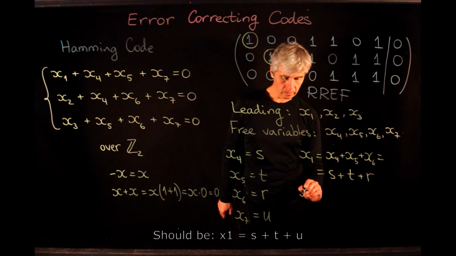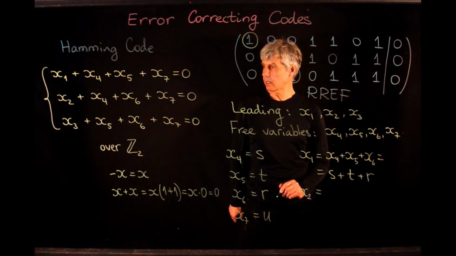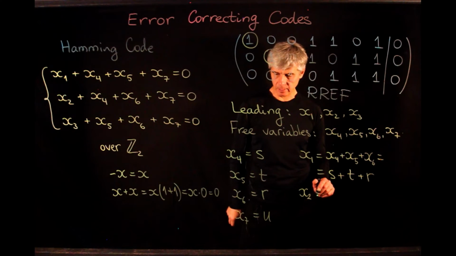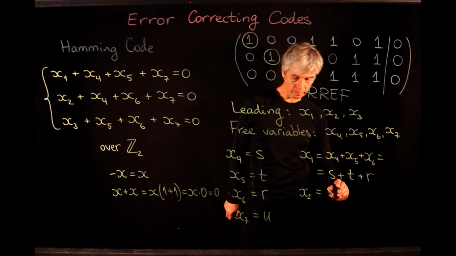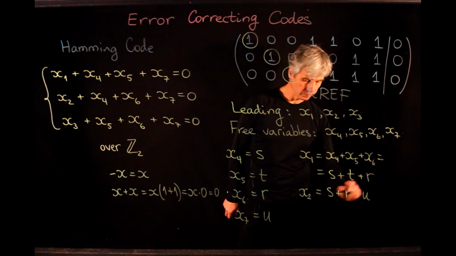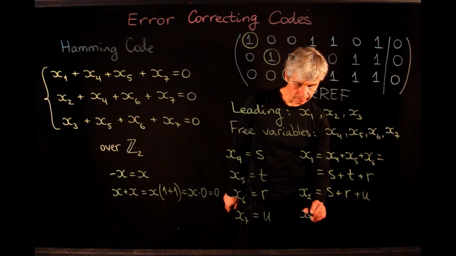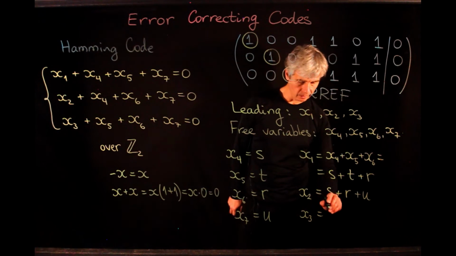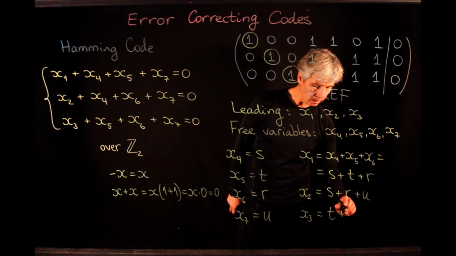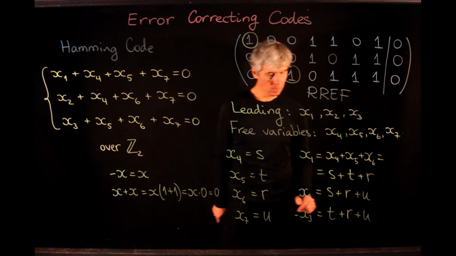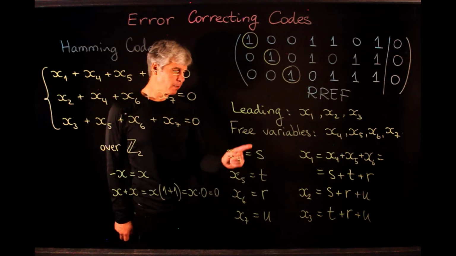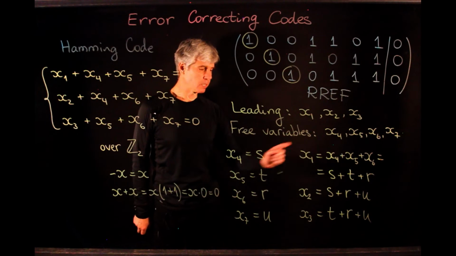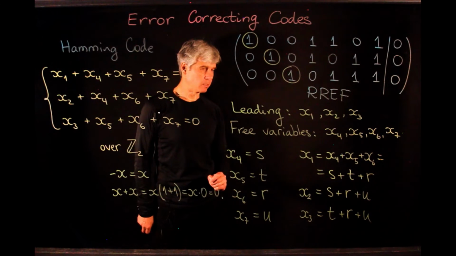Likewise, x2, from this equation, is x4 plus x6 plus x7. So this is s plus r plus u. And the last leading variable, x3, is x5 plus x6 plus x7. So this is t plus r plus u. So now we have 4 free parameters, and we expressed all of our variables in terms of these free parameters.